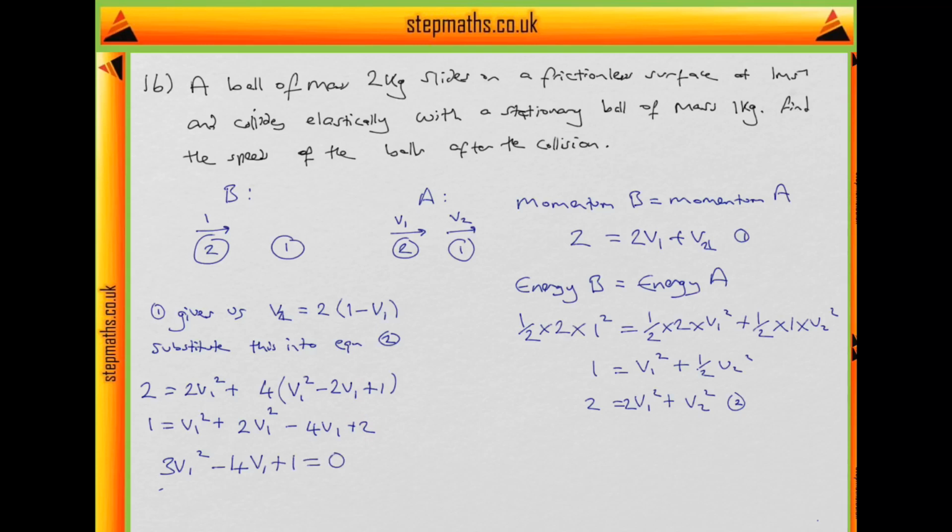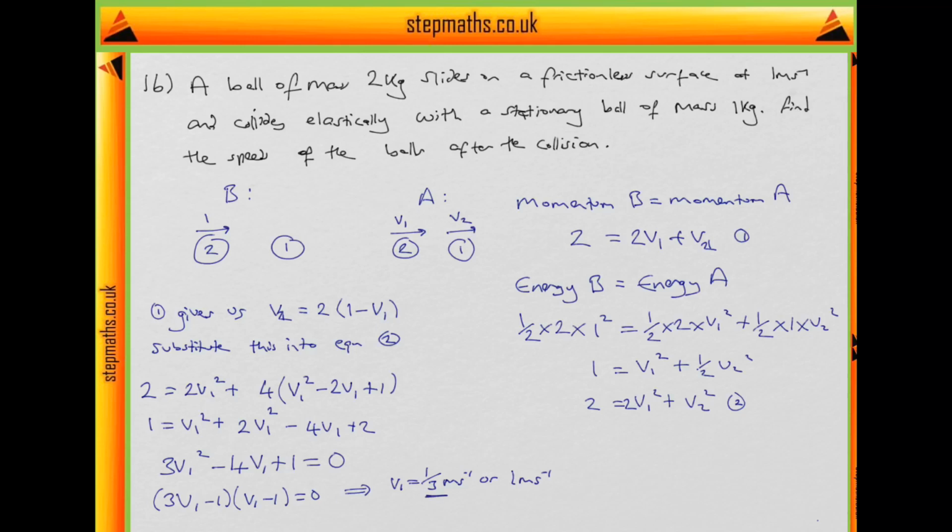Now notice this factors to give us 3v1 minus 1 multiplied by v1 minus 1 equals 0, which tells us that v1 equals 1/3 meters per second or 1 meter per second. Let's now find the corresponding values of v2 for each value of v1. So let's go when v1 equals 1/3 of a meter per second.